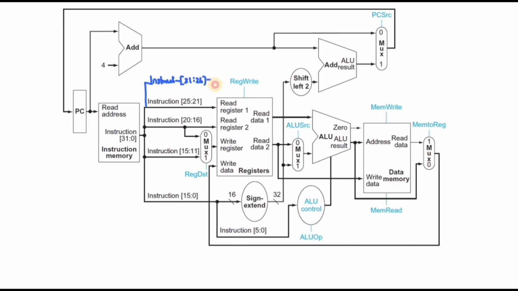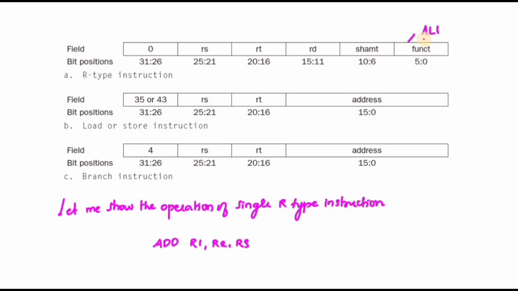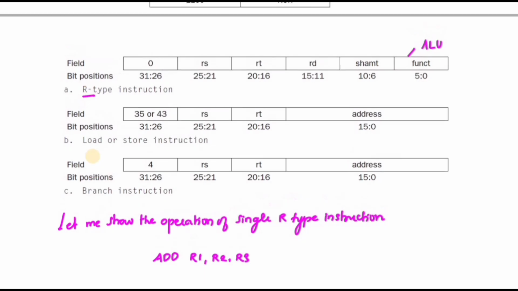Let us now consider the R-format instruction. Here I have taken add R1, R2, R3. It will read the two registers R2 and R3, perform the ALU operation on the contents of these registers, and write the result to register R1. We call this instruction either an R-type instruction or an arithmetic logical instruction. Arithmetic means add, sub, and logical means and, or, nor, etc.